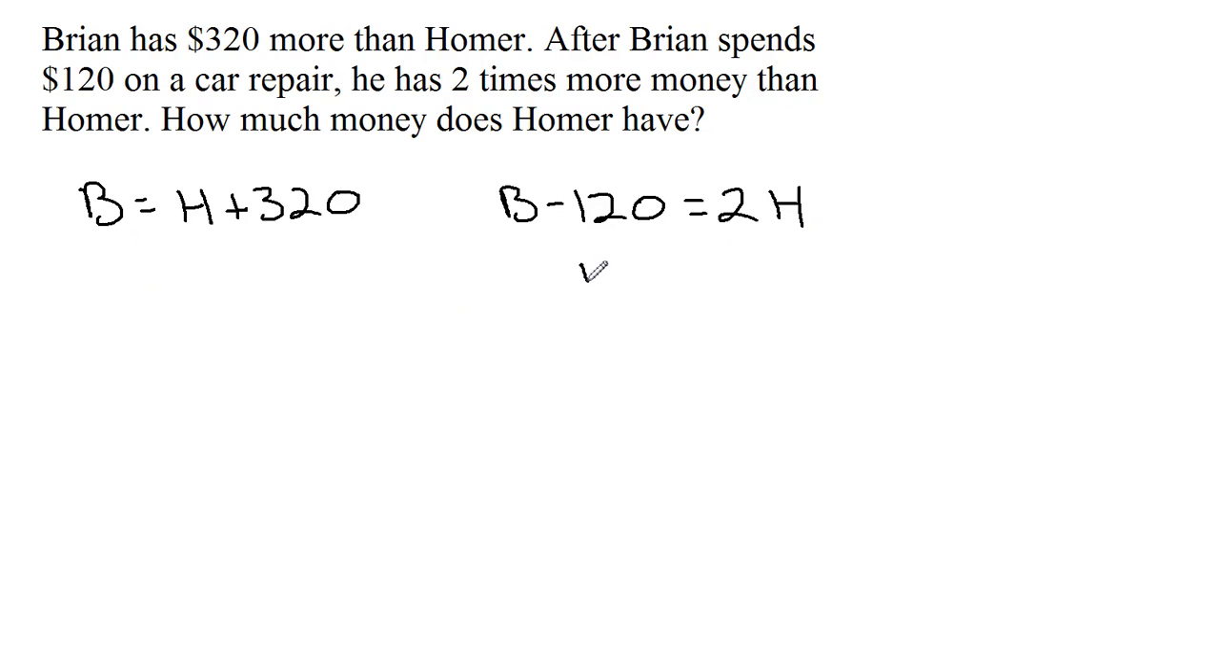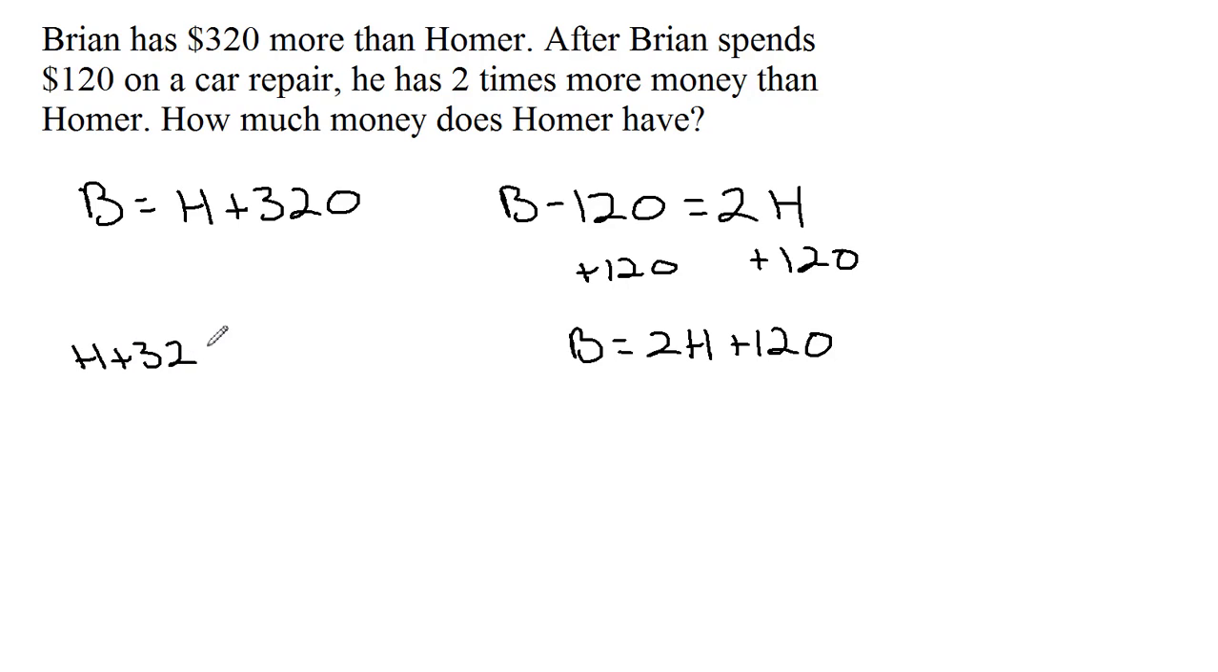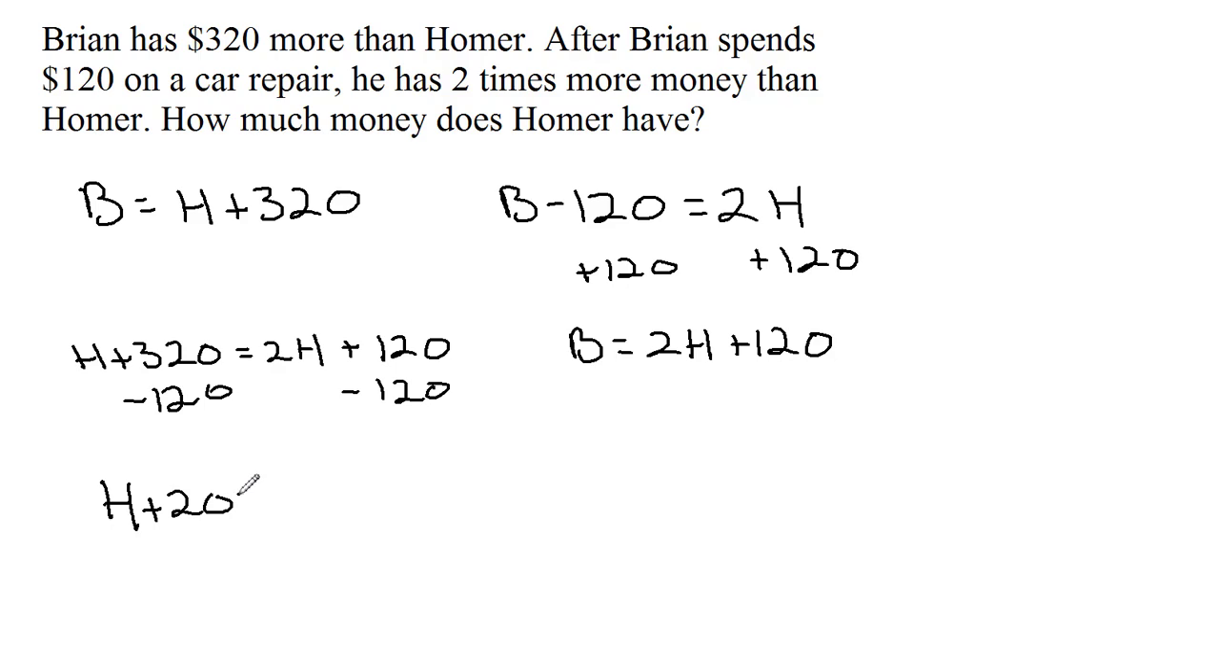Now solving for B, we'll add 120 to both sides. B equals 2h plus 120. Now because B equals B, h plus 320 equals 2h plus 120. So we'll subtract 120 from both sides, leaving us h plus 200 equals 2h.